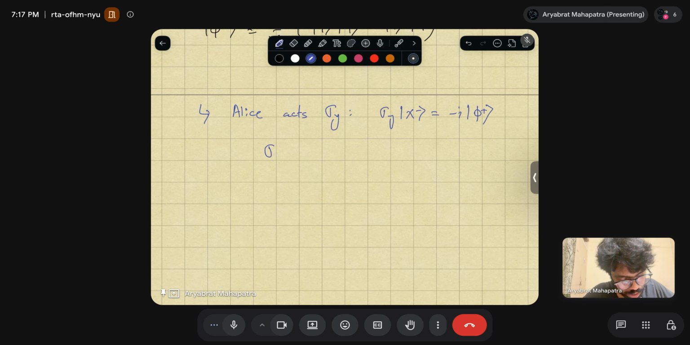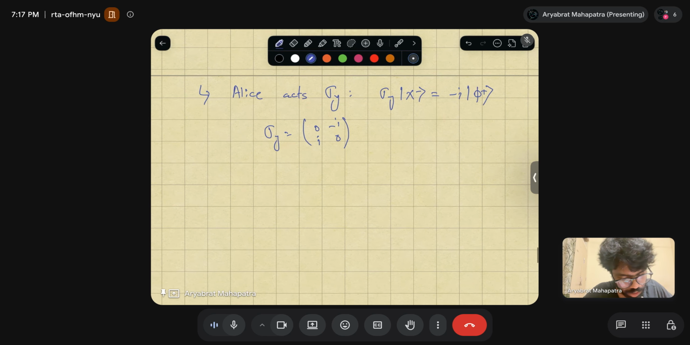For sigma y, the matrix you have to use is your y Pauli matrix, which is 0 minus i, i 0. So from here you basically get this overall minus i factor, that is just a phase. And finally there is one more measurement she can do, sigma z, and sigma z on chi minus will give chi plus.